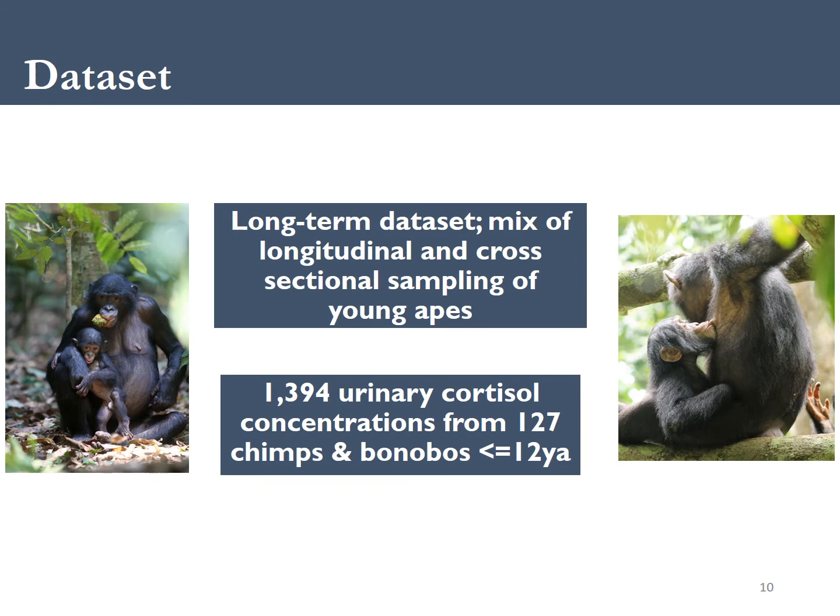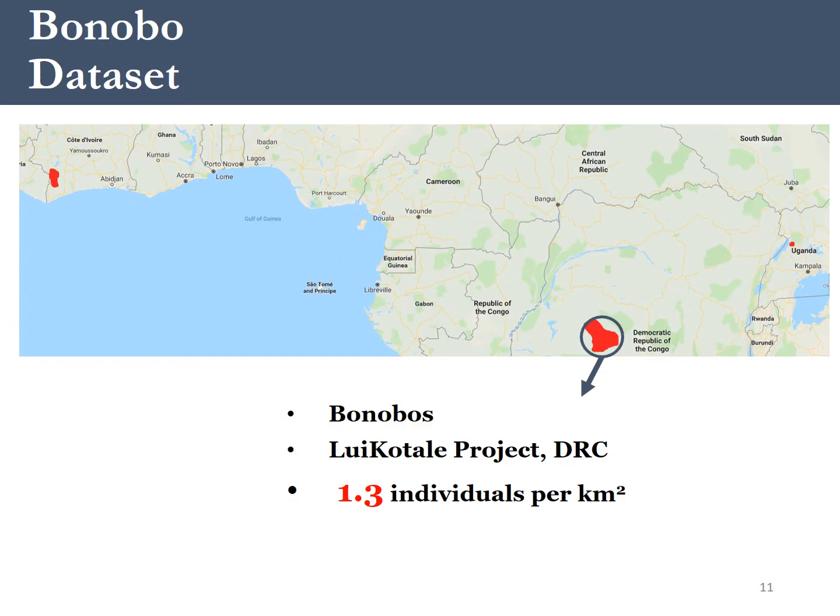Our dataset included a mix of longitudinal and cross-sectional sampling dating back 20 years. In total, we had around 1,400 urinary cortisol concentrations calculated from 127 young chimps and bonobos. The bonobo dataset came from the Luikotale bonobos living in DRC with a population density of 1.3 individuals per kilometre squared.